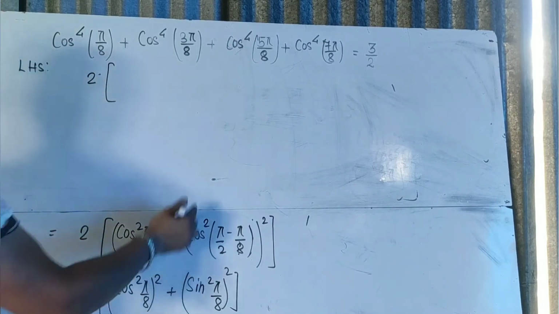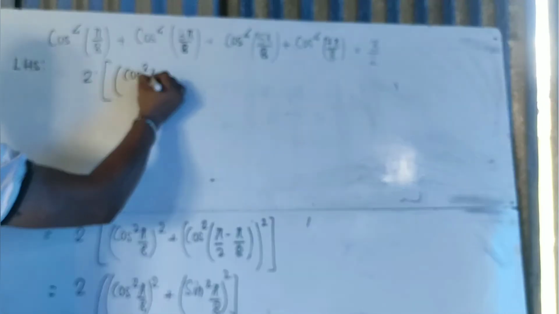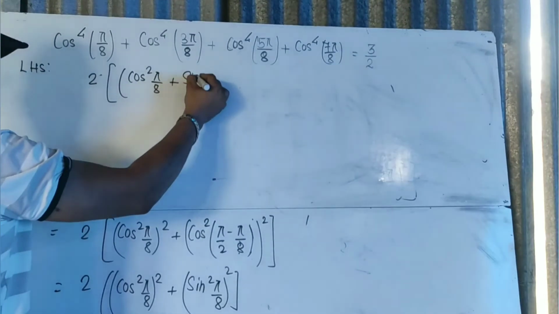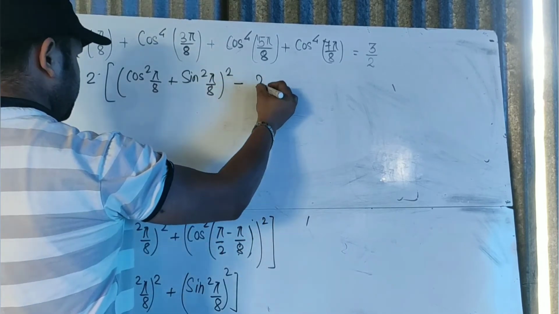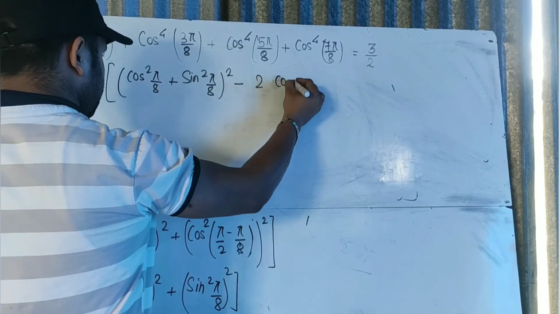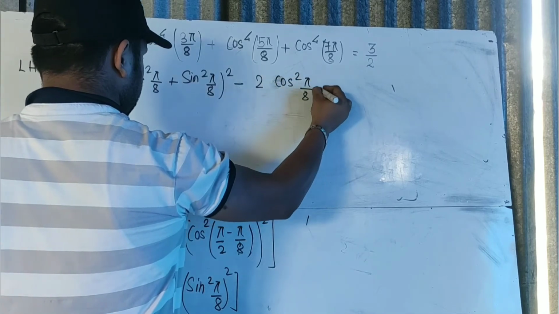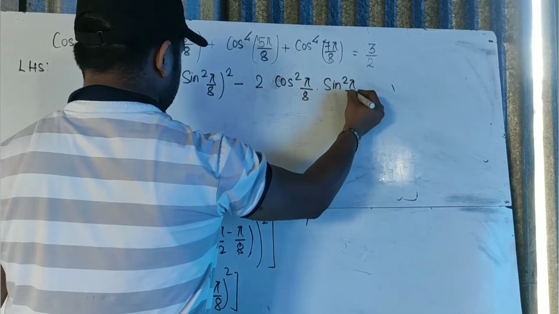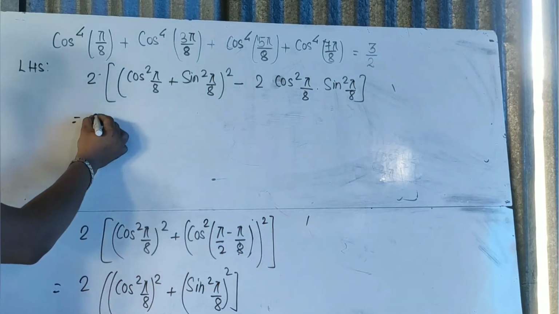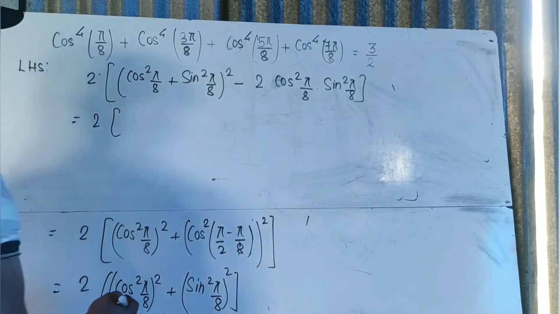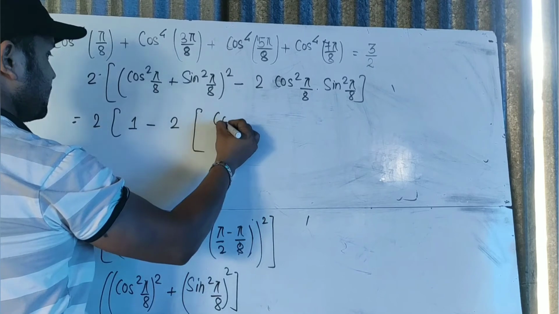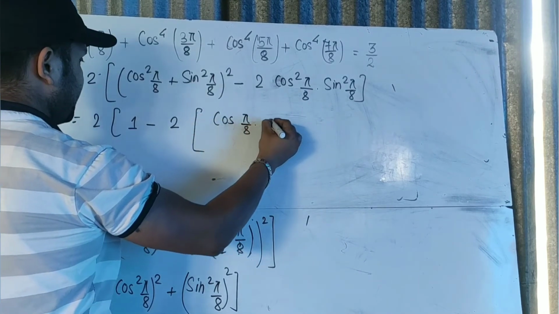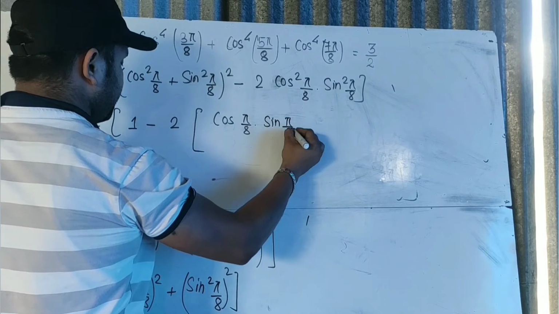The formula of a square plus b square is a plus b whole square minus 2ab. Now cos square pi by 8 plus sin square pi by 8 is 1, because cos square theta plus sin square theta is 1, and the square of 1 is also 1. Then we have minus 2 cos pi by 8 dot sin pi by 8 here.